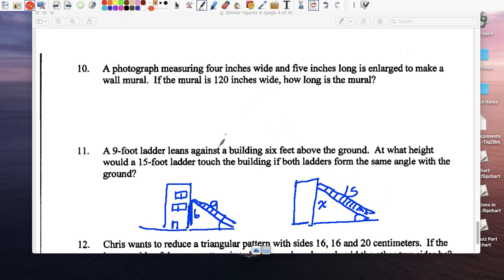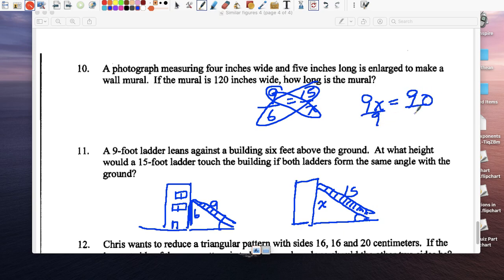So set your proportion. 9 over 6, 15 over x. Cross multiply, we get 9x. 6 times 15, which is 90, divided by 9, divided by 9, x equals 10. Okay? Sorry.